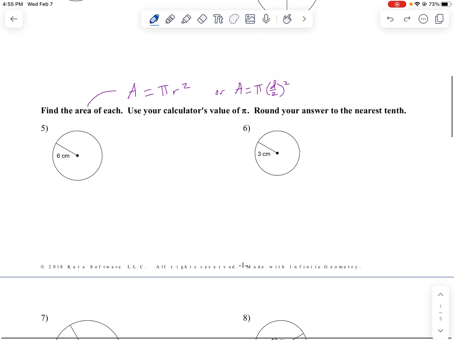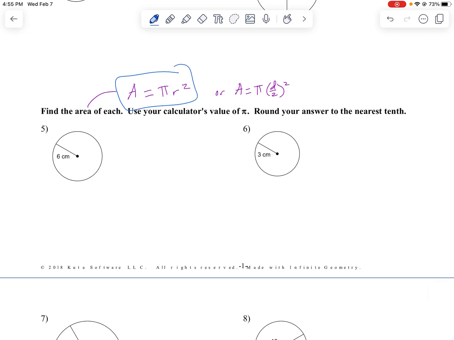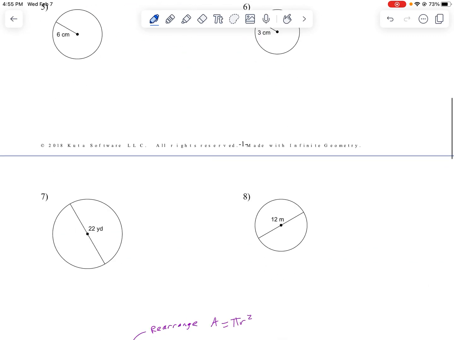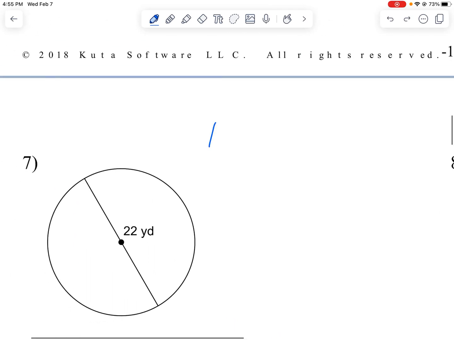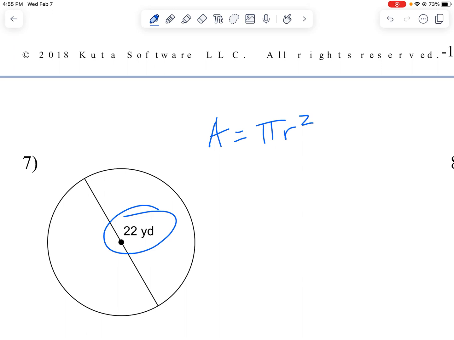And so let's actually use this formula on one where we have a diameter. So I'm going to use it on number 7 here. So remember, area is pi r squared. I'm going to take this diameter and cut it in half. So I'm going to do 22 divided by 2 to get my r value, which is going to be 11.